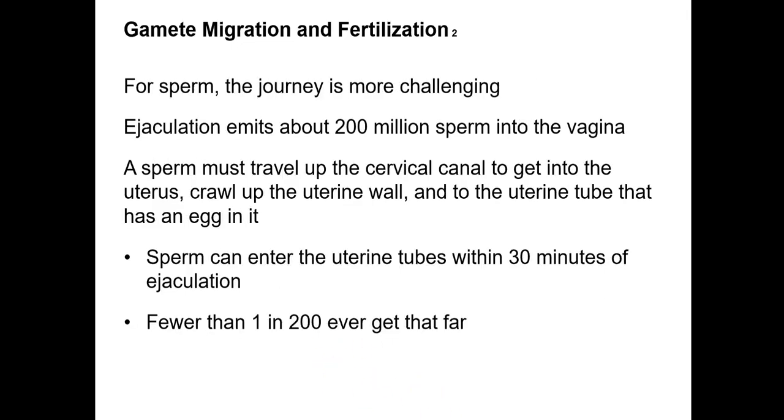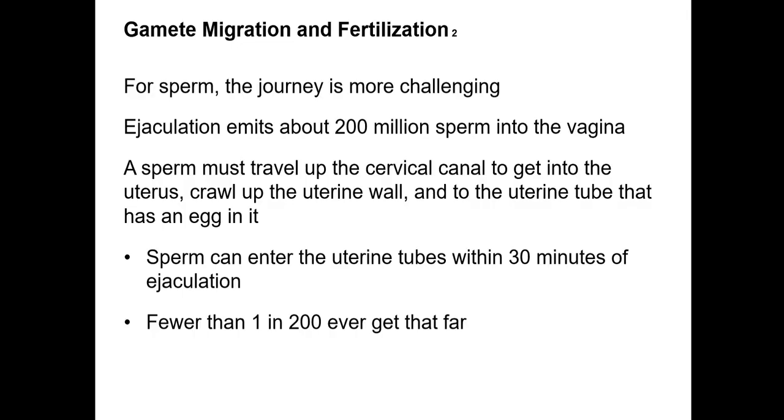Now for sperm cells, they have to do a little bit more work. They're going to have to physically swim or move themselves towards that secondary oocyte. And keep in mind that when ejaculation occurs, this will emit between 200 to 300 million sperm into the vagina, but only about 200 to 300 at the most will ever make it to that secondary oocyte in the uterine tube. So it'll take about 30 minutes for the sperm cells to make it to that uterine tube, and again, most of them will either die or they just won't make it throughout that journey.